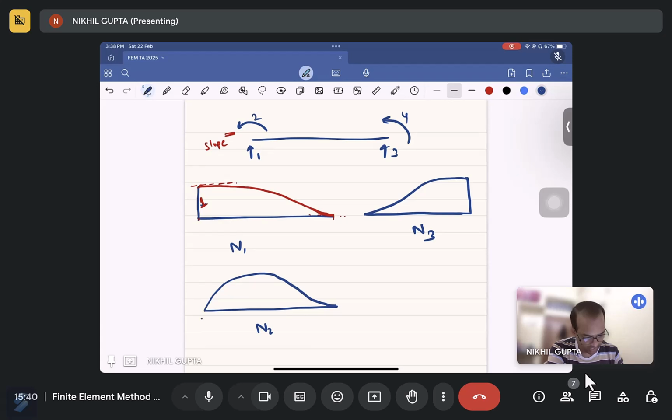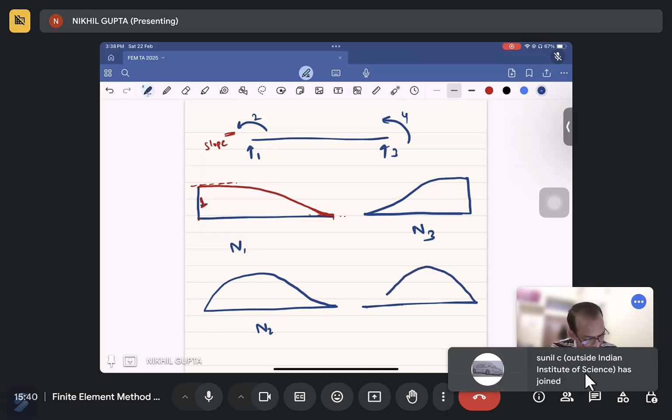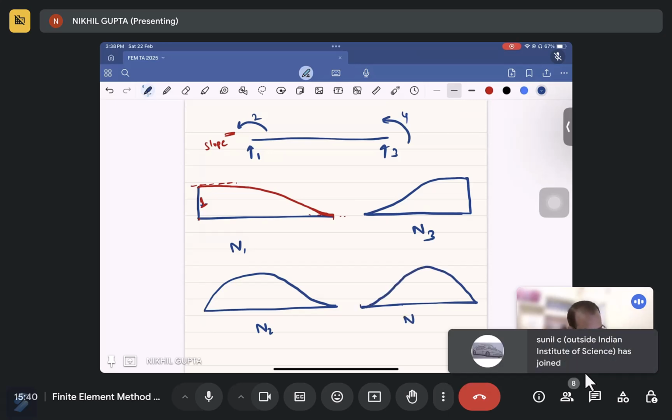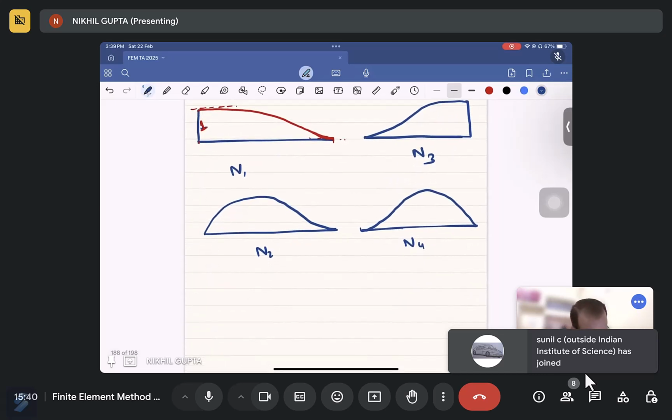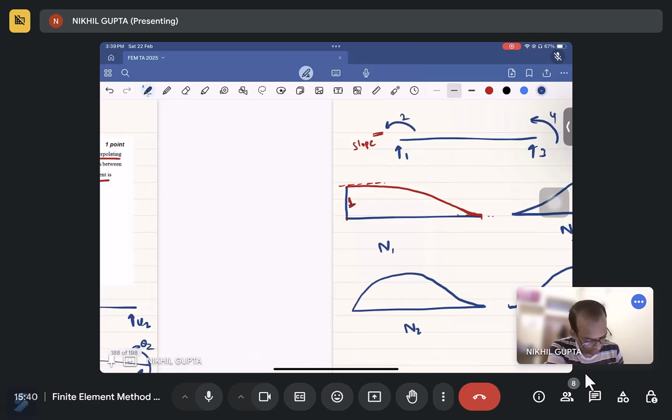Now you see, at 1 it is 0, at 2 it is 1, at 3 it is 0, at 4 it is 0. So it's correct. And similarly, if you make it for this, it will go like this. So this is for n4. Now you have figured it out. Now let's write according to what the question says.